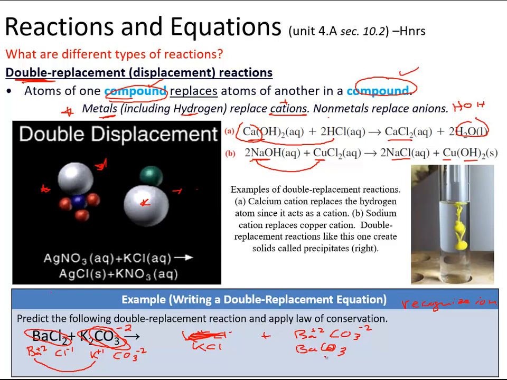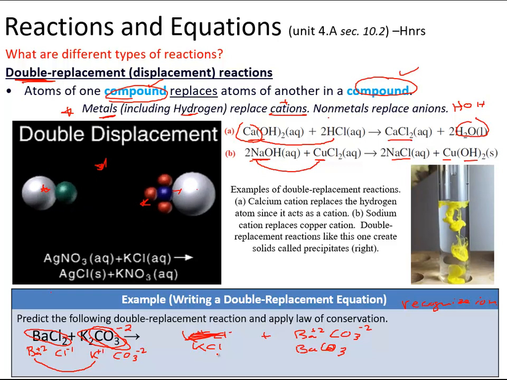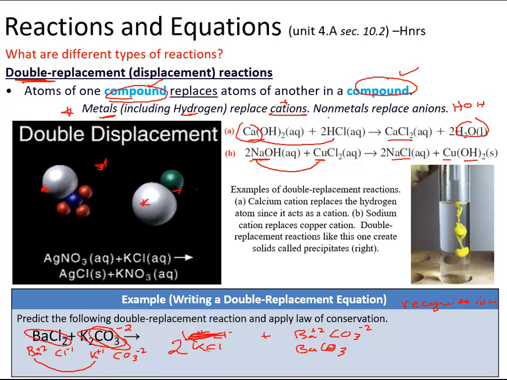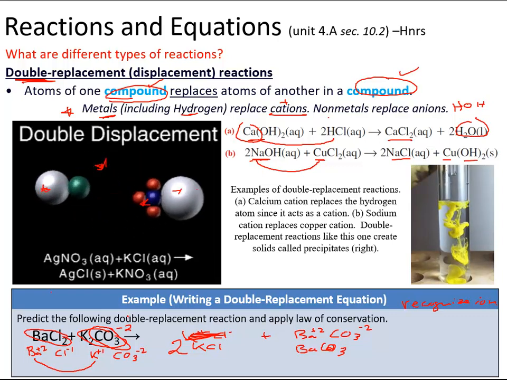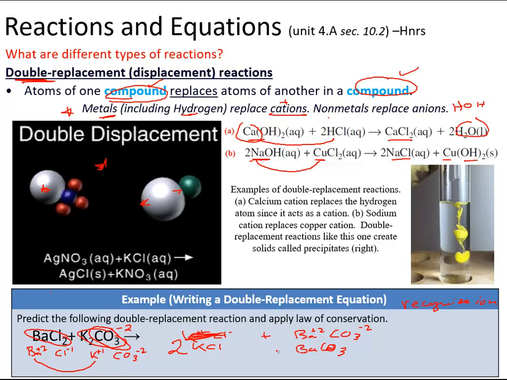Now, we need to balance this chemical equation, right? Because I see 2 potassiums and I see 2 chlorines. So if I put a 2 here, that gets me 2 Ks and 2 Cls, and I have 2 Ks and 2 Cls. And there is my balanced equation. 1, 1, 2, 1.